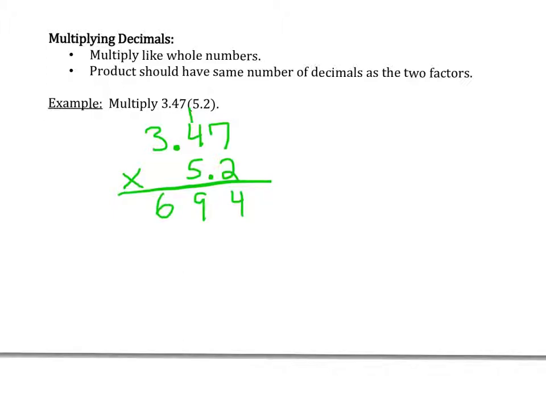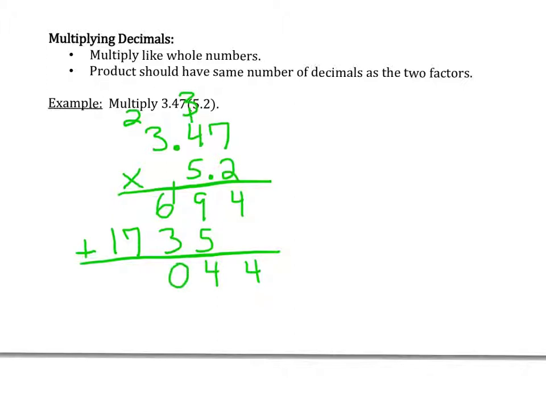Now I'm going to multiply 5 by 3.47. 5 times 7 is 35. I'll write down my 5 and I'll carry my 3. 4 times 5 is 20 plus 3 is 23. I'm going to write down the 3, carry the 2. 5 times 3 is 15 plus 2 is 17. And so now I add my digits. So I have 4. 9 and 5 is 14. Carry the 1. 6 plus 3 plus 1 is 10. Write down the 0. Carry the 1. 7 plus 1 is 8. And 1 plus 0 is just 1.